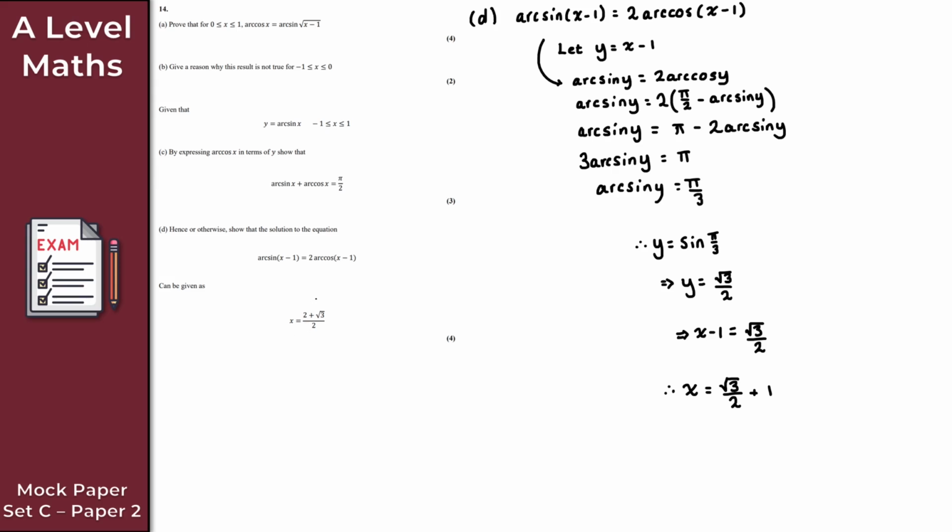And we want this over a common denominator. In that case, x is equal to 2 plus root 3 over 2, exactly as we require. So again, as required. What a beautiful question. Hopefully that gave a good challenge for the very last question. And there we have it then. That gives us the solution to the very last part of the very last question, question 14.